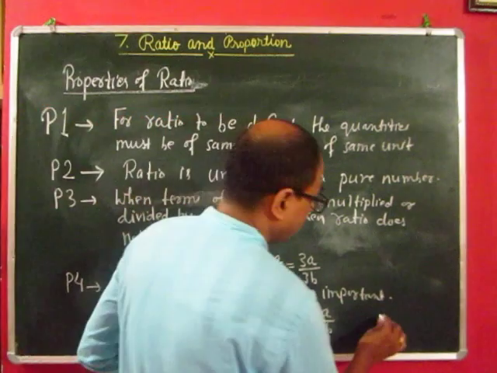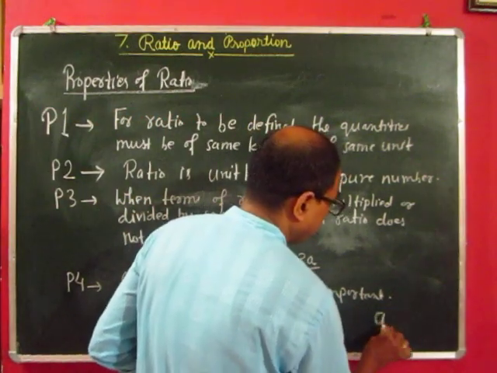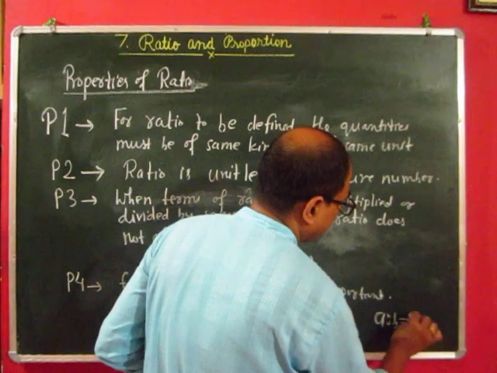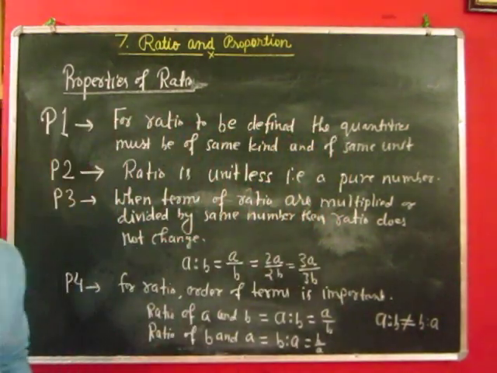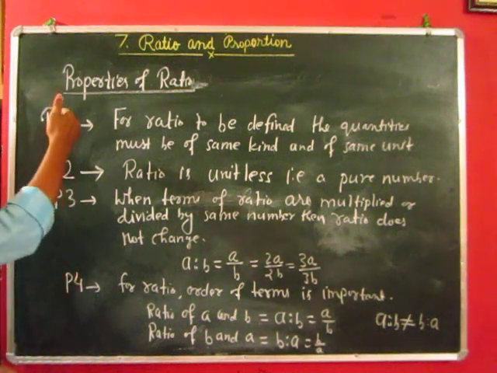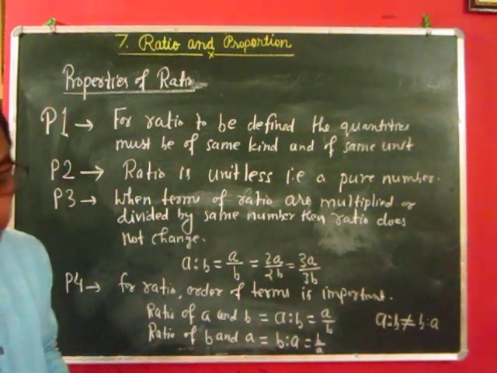And of course A is to B is not equal to B is to A. These two ratios are not equal. Clear? So these are the four properties of ratio.